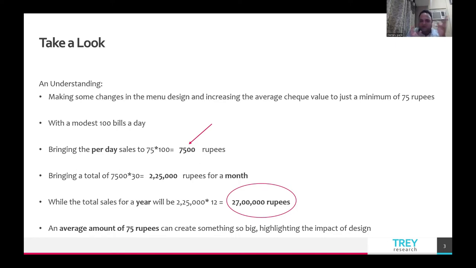Or is it okay if I talk in Hindi in between, Rima? Yeah, sure. Absolutely. Okay. So let's keep it mixed.